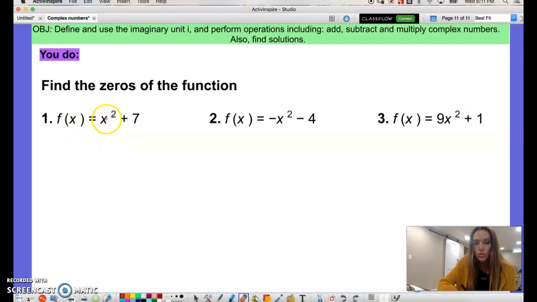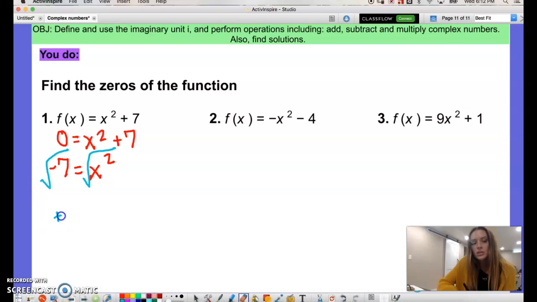So we need to just set this guy equal to 0. So we'll have 0 equals x squared plus 7. We will subtract the 7 over to the other side, and x squared equals -7. Now we need to square root it, and we get plus or minus i root 7 equals x.